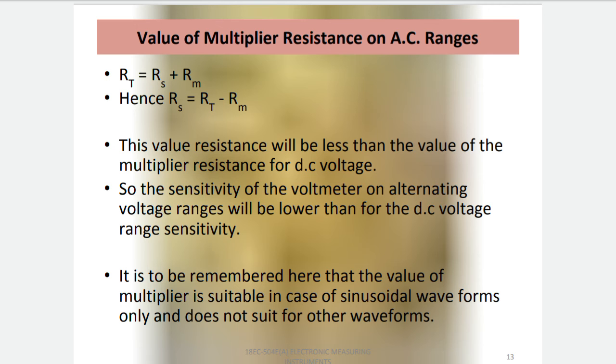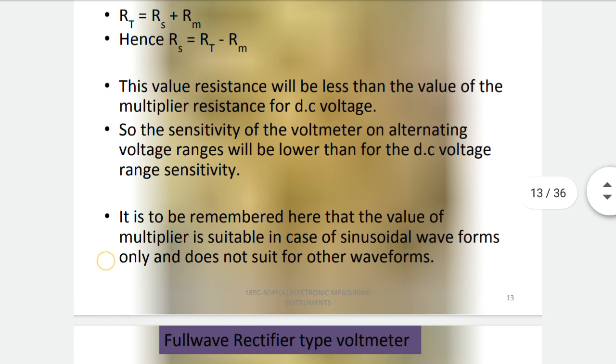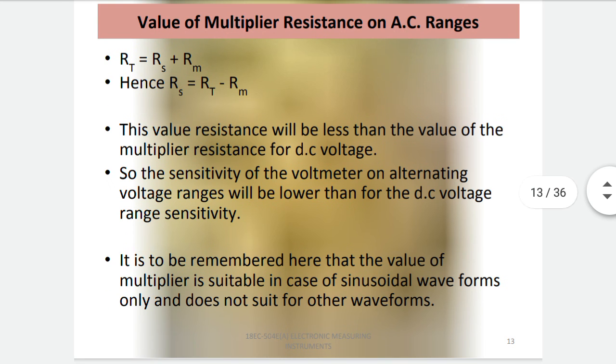This value of resistance will be less than the value of the multiplier resistance for DC voltage. So the sensitivity of the voltmeter on alternating voltage ranges will be lower than the DC voltage range sensitivity. It is to be remembered here that the value of the multiplier is suitable in the case of sinusoidal waveforms only and does not suit other waveforms.